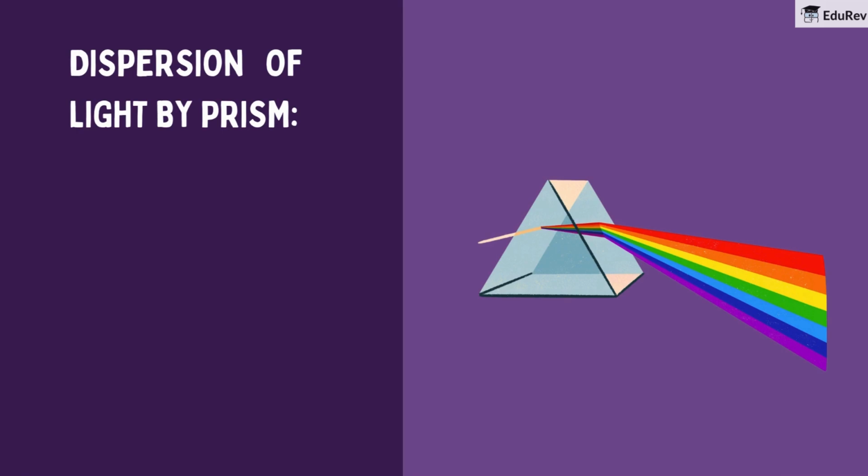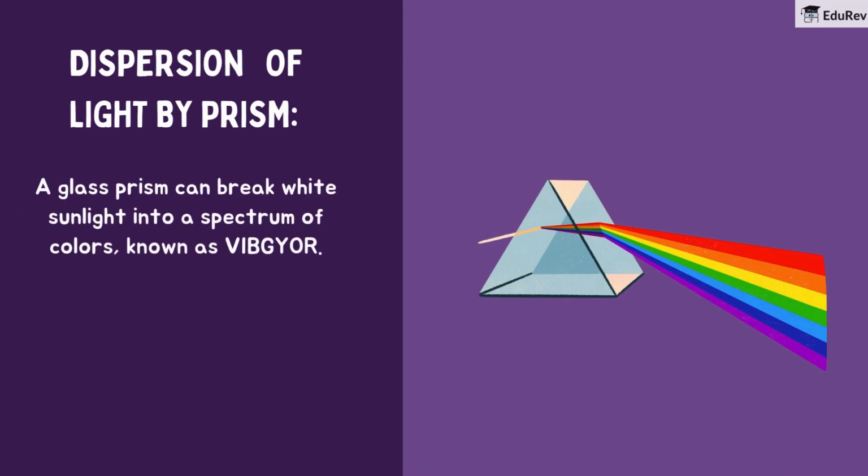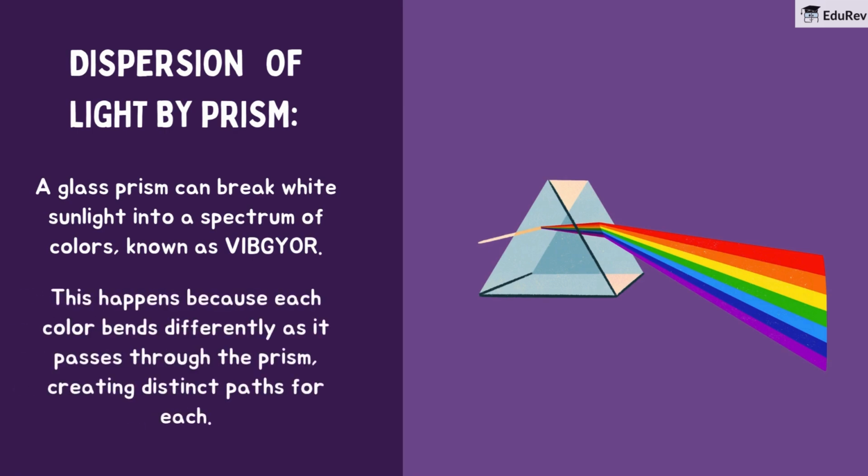Dispersion of light by prism. A glass prism can break white sunlight into a spectrum of colors. This happens because each color bends differently as it passes through the prism, creating distinct paths for each.